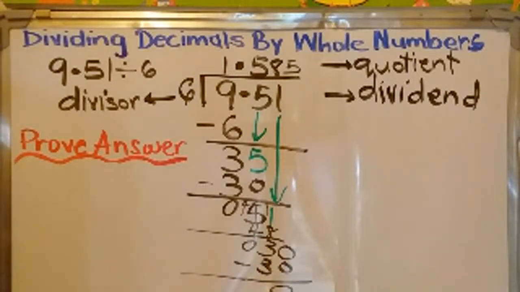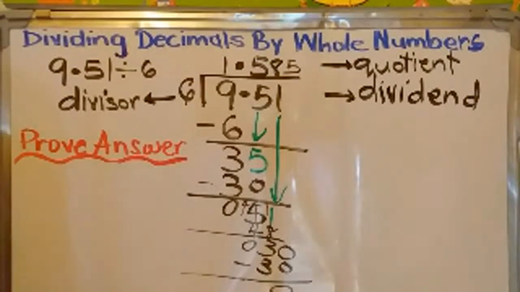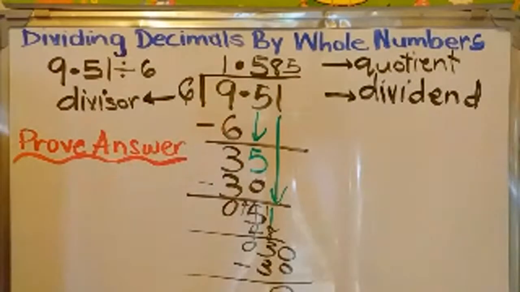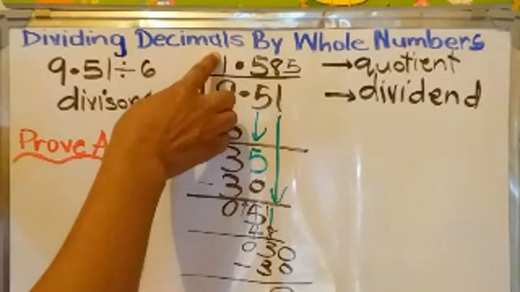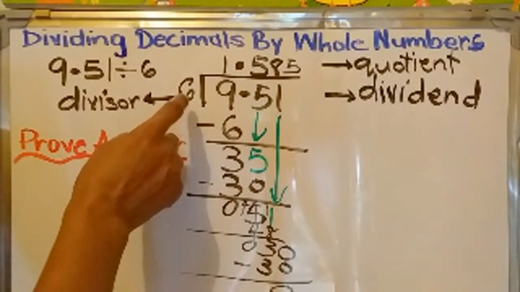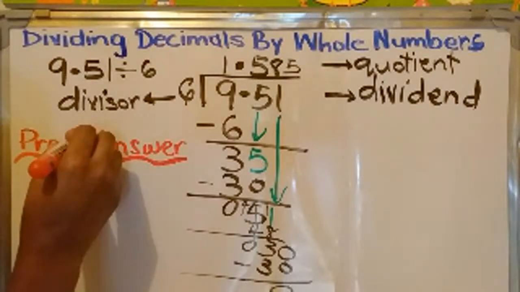So we're finished working that problem, guys. We are finished working that problem. And of course, our quotient for that problem is 1.585. And of course, we are now going to check to see if our quotient for this problem is correct. We're going to take our quotient, and of course, we're going to multiply it by our divisor. Let's see. We're going to prove to see if our answer is correct. All right, guys? We're going to prove.